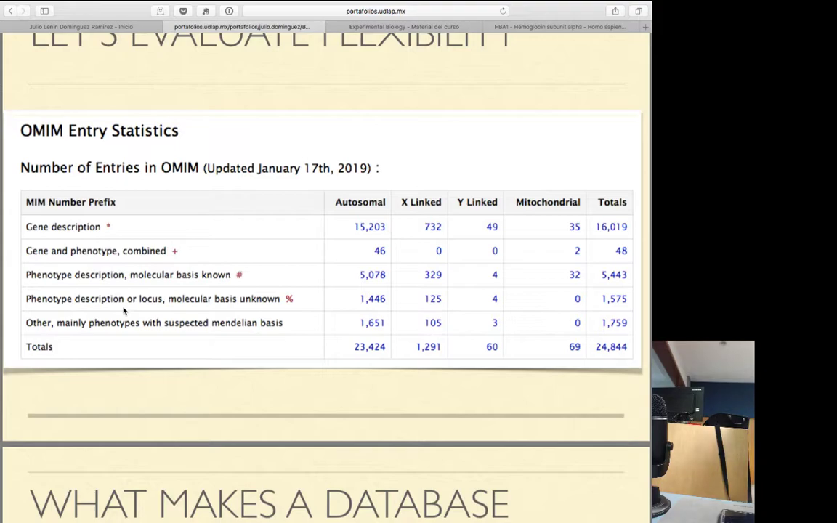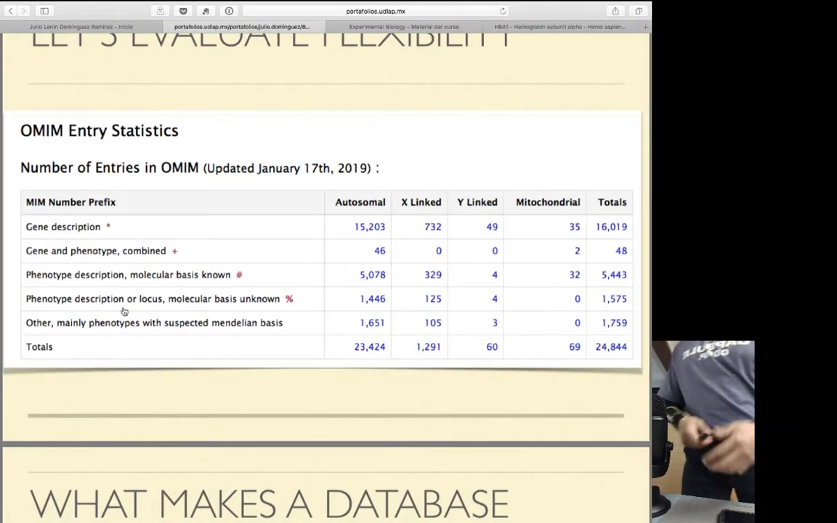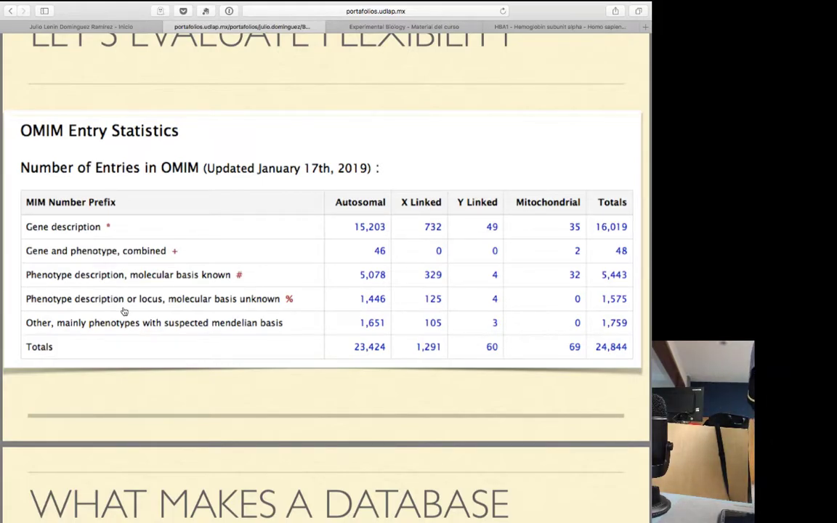Phenotype description, so how does the disease look like, and the molecular basis is known. So in a way it's saying we know the function and why the gene affects that function in the sequence, or because of the sequence. But not only that, there's the asterisk. What is the asterisk? There's a description for the gene. So it kind of goes together with the molecular basis, right? We know the phenotype, but also know the gene.